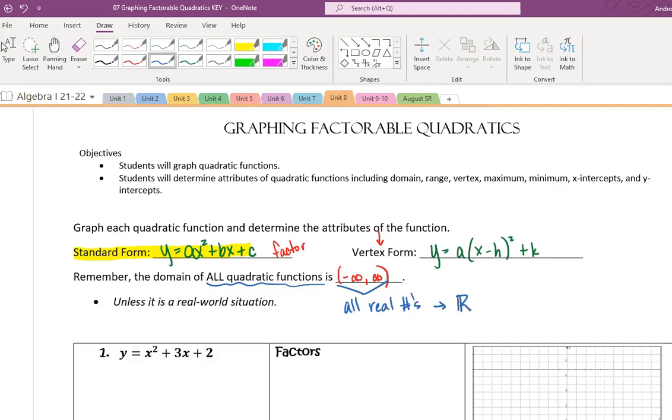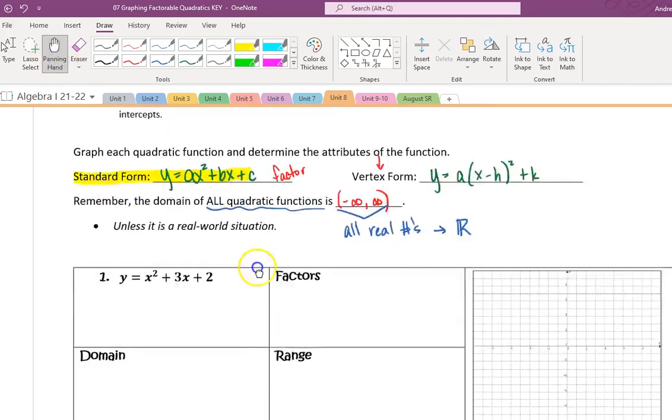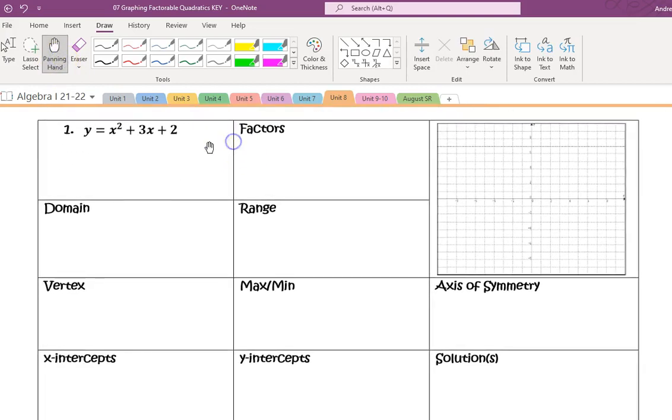This is unless, of course, it's a real-world situation. If we're talking about baking cupcakes or populations, that would be different. But plain old equations, it's always all real numbers. So for my first equation here, it's number 1, and it wants the factors and the rest of these attributes.